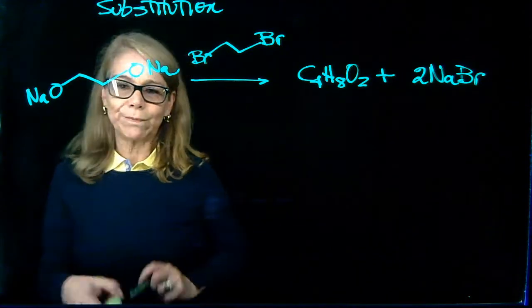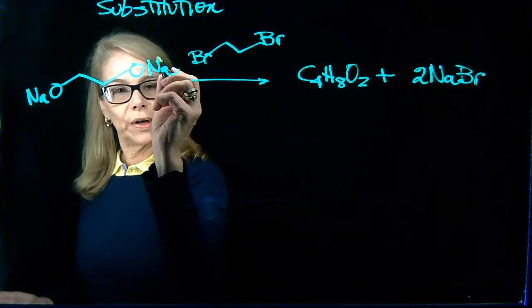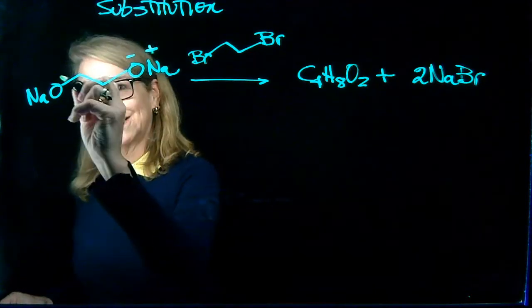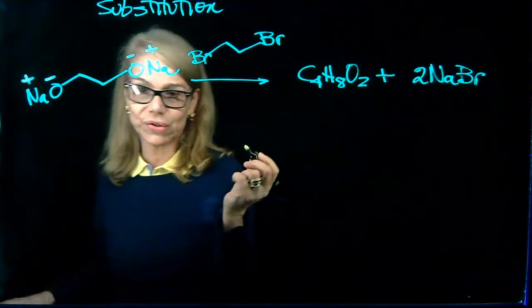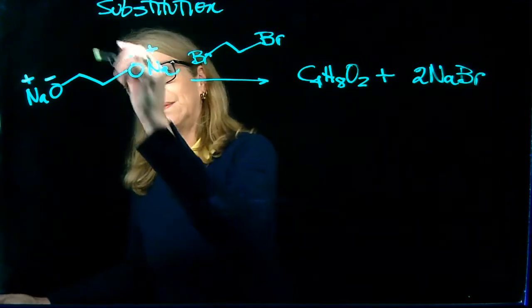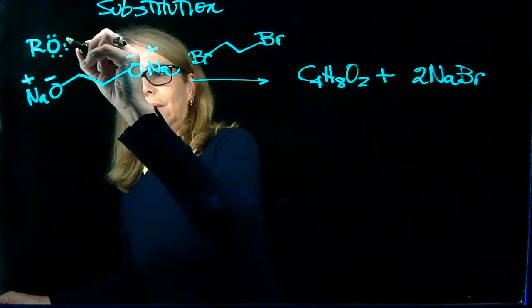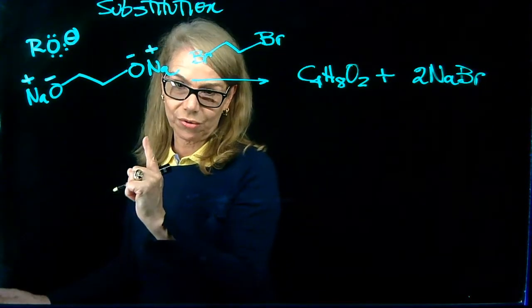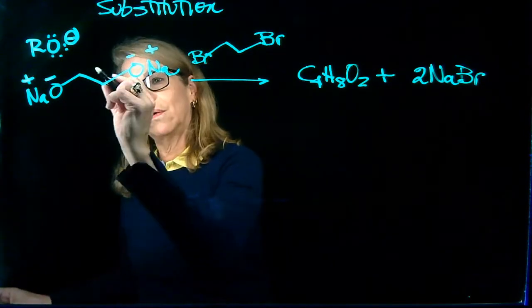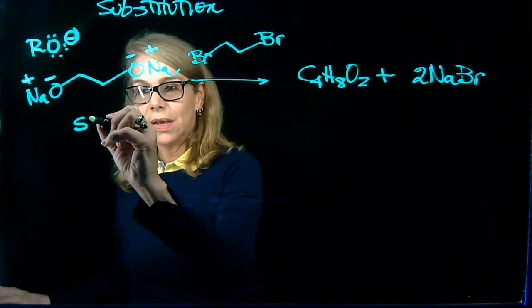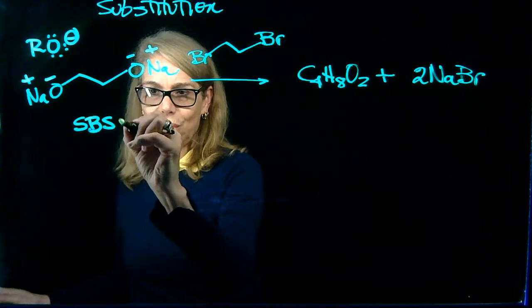So first, let's see, the substrate. Remember, this is ionic, this is negative, this is positive. So sodium is just the counter ion. And this is like an alkoxide, essentially. And those are very strong bases, strong nucleophiles. So that's what we have, analyzing the reagent: a strong base, strong nucleophile.